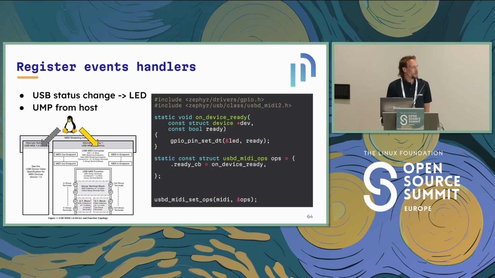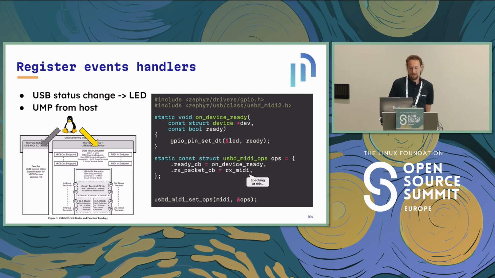Since USB is driven by the host, from the point of view of the device, we're not always enabled. So the host must select our interface and must enumerate us so we can start to exchange some data. And to that end, the USB MIDI device has a ready callback. So this will be called when the MIDI2 interface has been selected and enabled by the host. And in that case, we can simply, for instance, light up an LED.